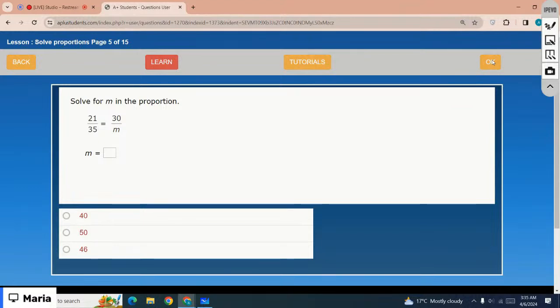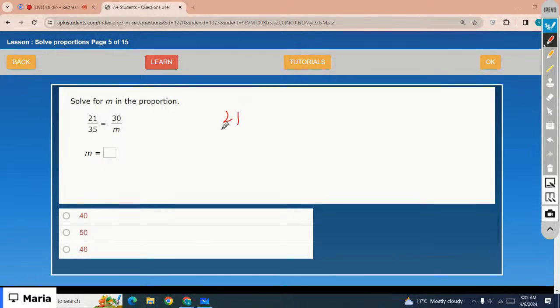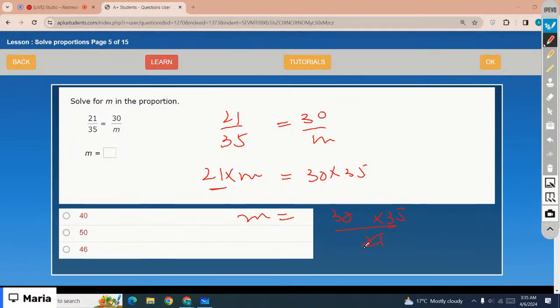Which is the correct option? You have to multiply. Okay, let's just solve the one on the board, right? That is 21 over 35 equals 30 over m, right? Simply cross multiply. 21 times m equals 30 times 35, right? Now 21 is multiplying m, you can divide by 21 on the other side. That is 30 times 35 over 21. 7 times 3 is 21, 7 times 5 is 35, 3 times 10 is 30. So 10 times 5 is 50. So the correct option is 50. That means m equals 50, right?